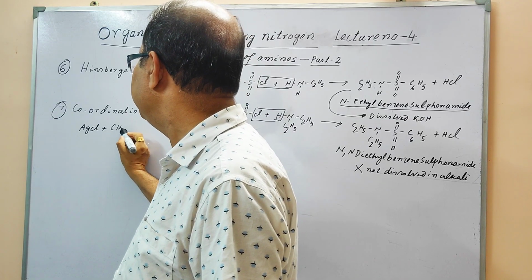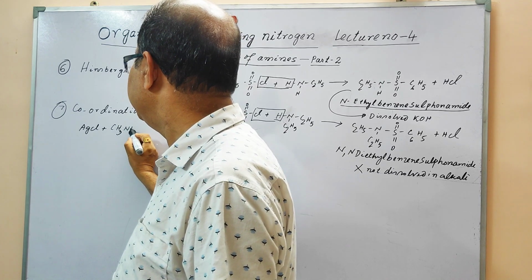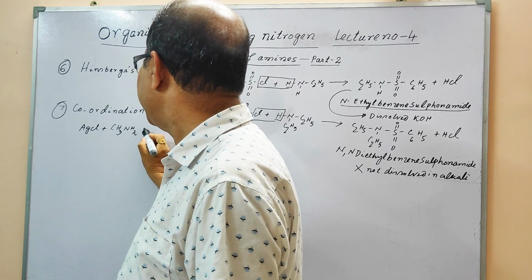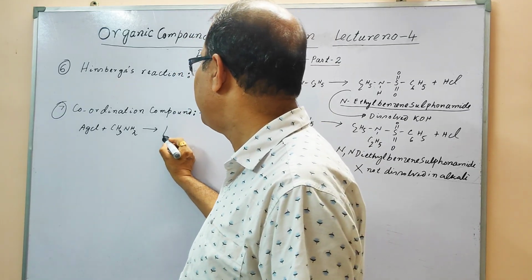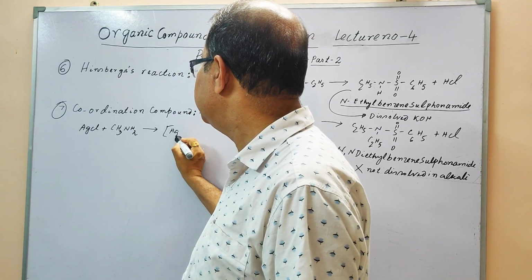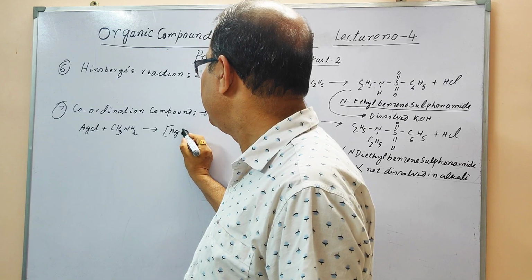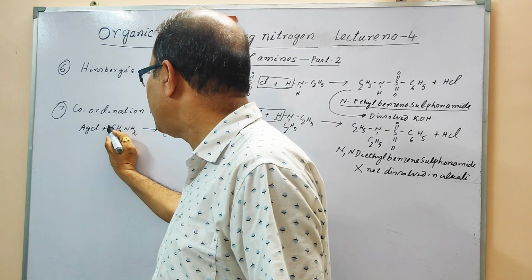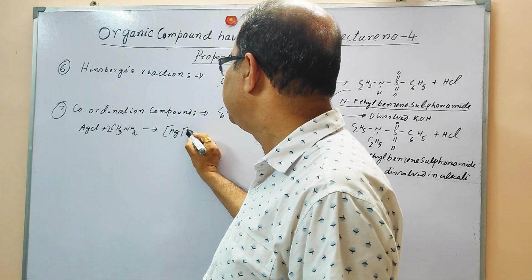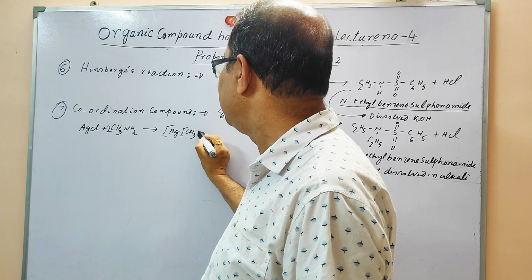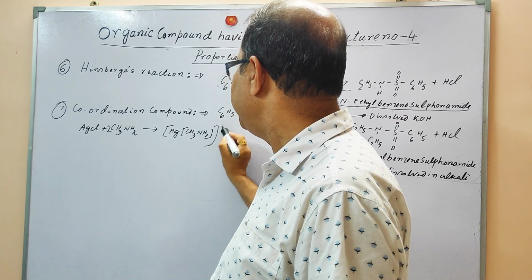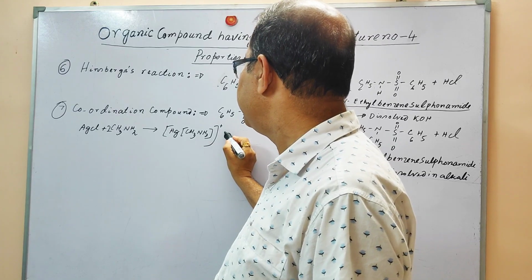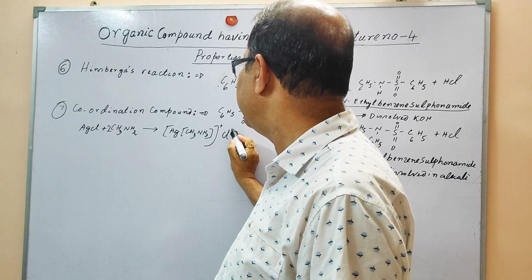AgCl with methylamine, and here you can see this complex compound has been formed. This is Ag with 2 molecules of CH3NH2, and it is plus, and there is another Cl minus.